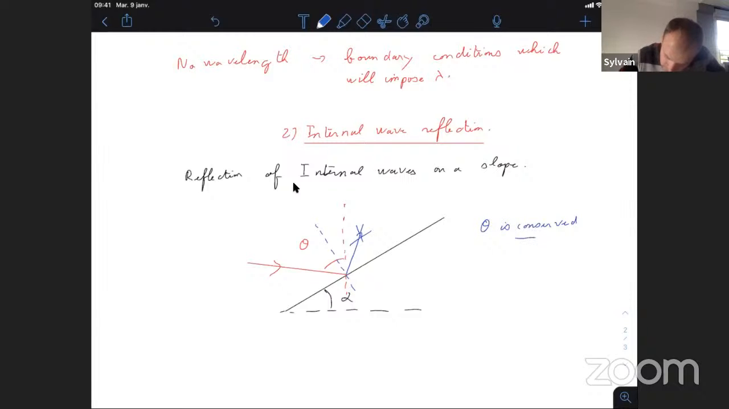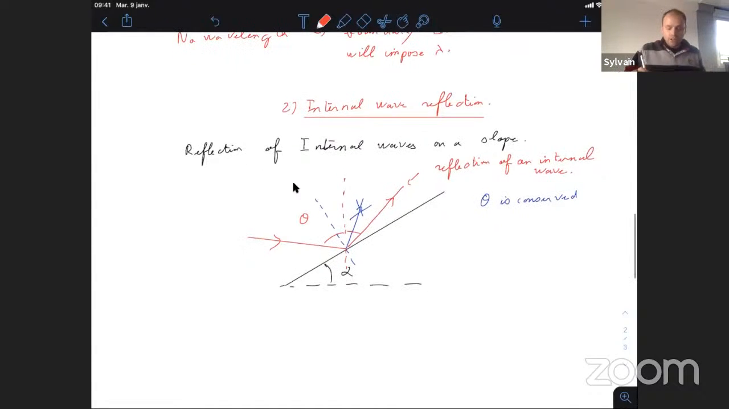And the angle theta is conserved during a reflection, meaning that the reflected wave will have an angle theta and will give you this direction. And this one is the reflection of an internal wave. That's the basic feature: you have a reflection of an internal wave, and you need to keep this angle theta, and then you will play with the geometry.